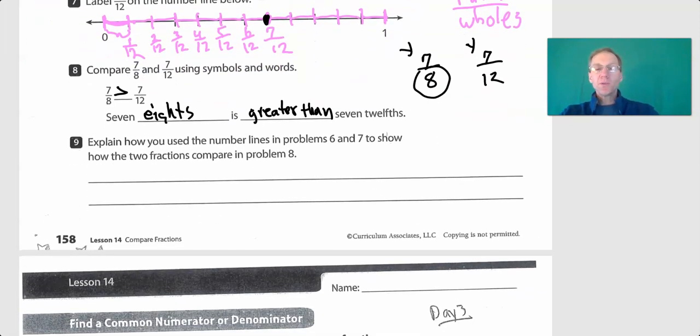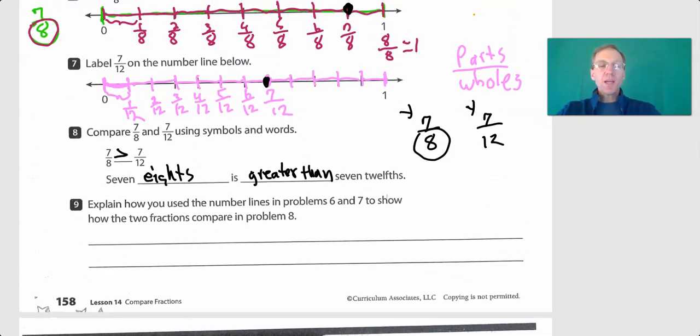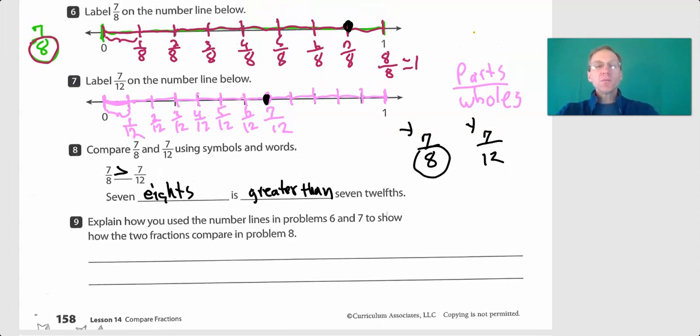And we come up to our last one for day 2. Explain how you use the number lines in problems 6 and 7 to show how the 2 fractions compare in problem 8. How do we use the number lines? Well, what did we do? So you can say I labeled each number line. That was the first thing we did, right? We labeled each number line.